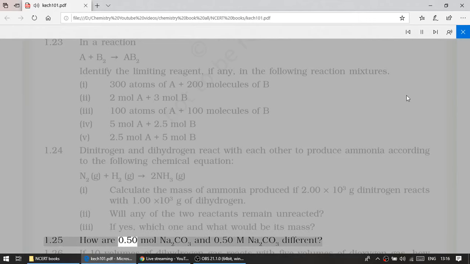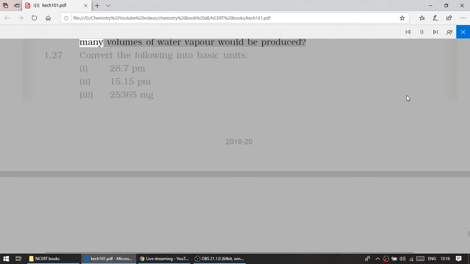1.25 How are 0.50 mol Na2CO3 and 0.50 M Na2CO3 different? 1.26 If 10 volumes of dihydrogen gas reacts with 5 volumes of dioxygen gas, how many volumes of water vapor would be produced? 1.27 Convert the following into basic units: 1. 28.7 pm, 2. 15.15 pm, 3. 25,365 mg.